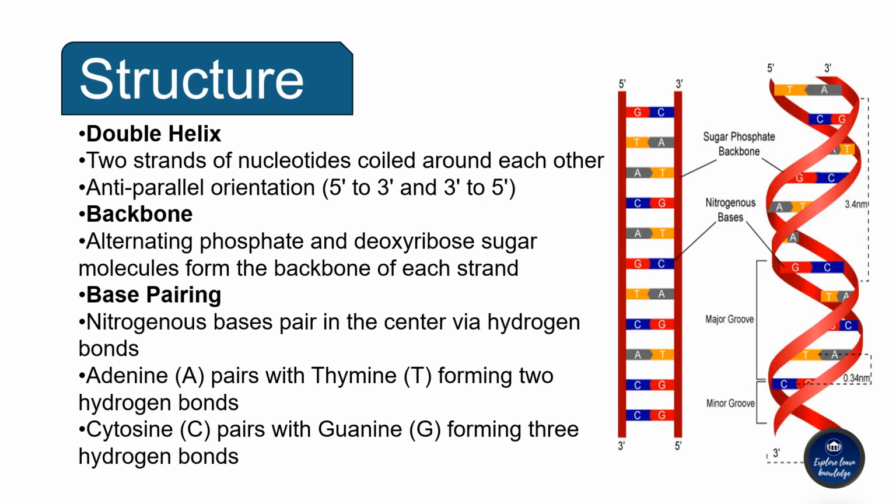The structure of DNA is a double helix where two strands of nucleotides coil around each other. These strands are antiparallel, meaning they run in opposite directions. The backbone of each strand is formed by alternating phosphate and deoxyribose sugar molecules. In the center, nitrogenous bases pair through hydrogen bonds. Adenine pairs with thymine and cytosine pairs with guanine.